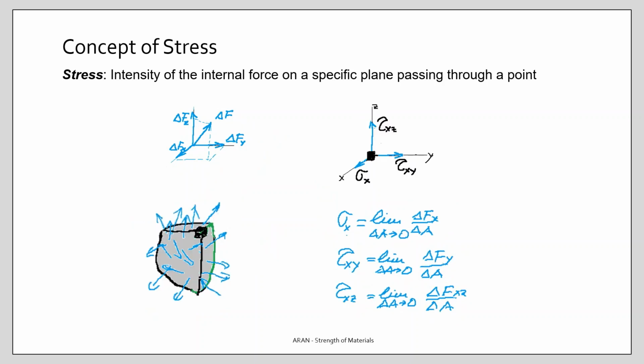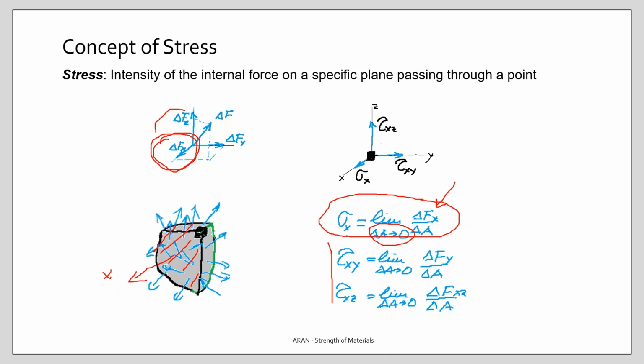Well, you can make another cut. You can take this cut. This time your normal is your x direction. Delta Fx becomes your normal force, and your normal stress is calculated by delta Fx over delta A, with delta A approaching 0. And in the same way, you can calculate the shear forces, shear stresses.